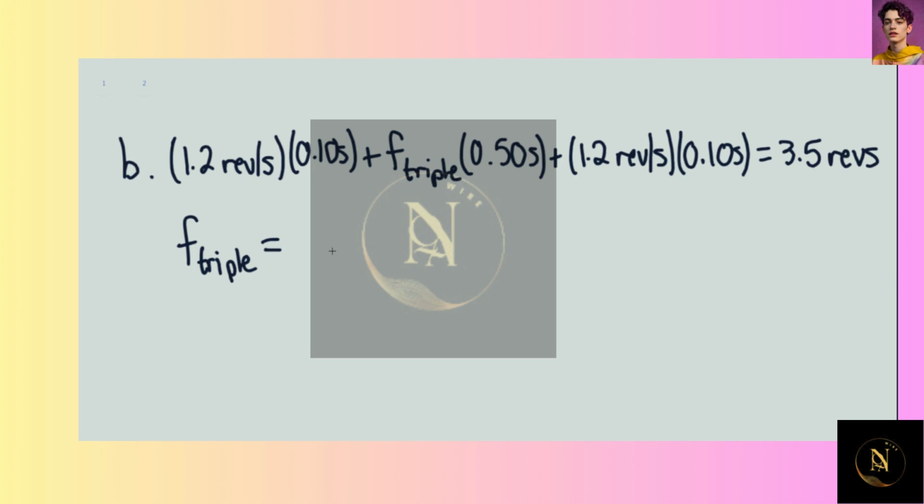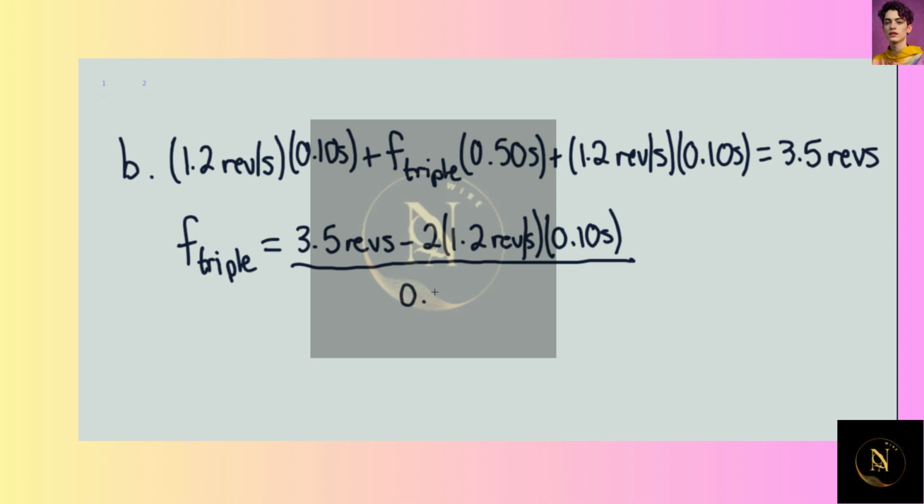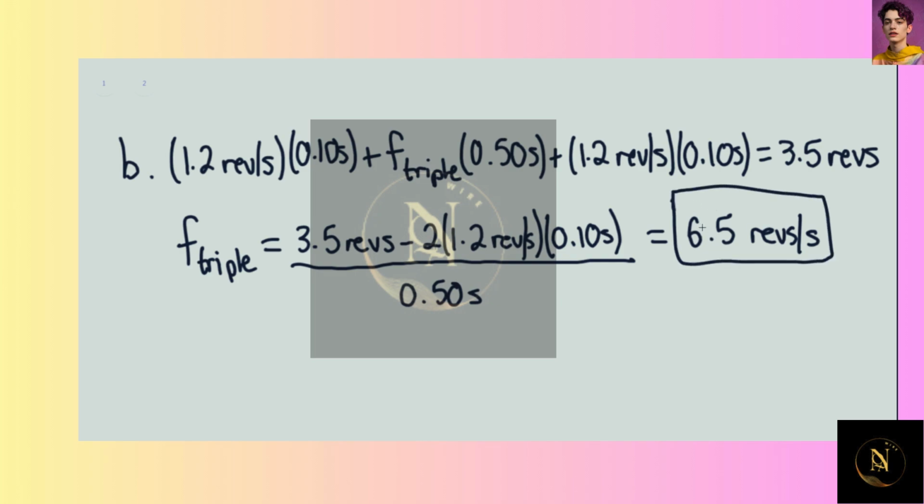And so we find that the frequency would be equaling 3.5 revolutions minus 2 times 1.2 revolutions per second multiplied by 0.10 seconds, and then this would be divided by 0.50 seconds. This is giving us approximately 6.5 revolutions per second. This would be our second final answer for part B.